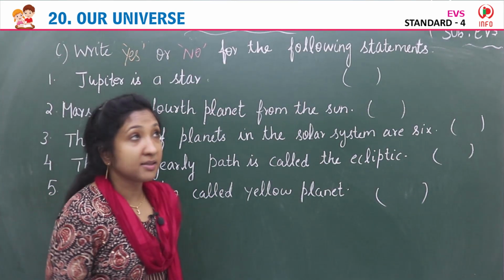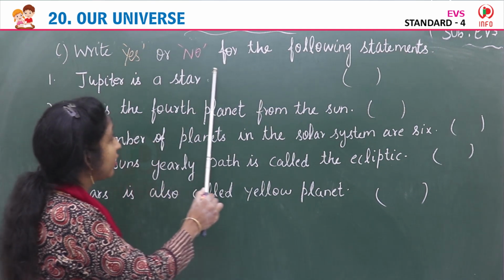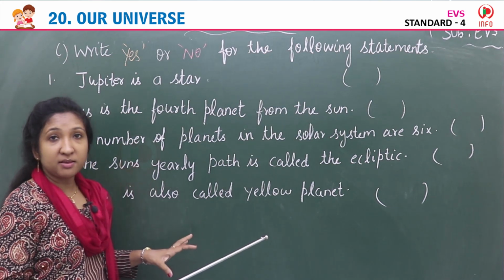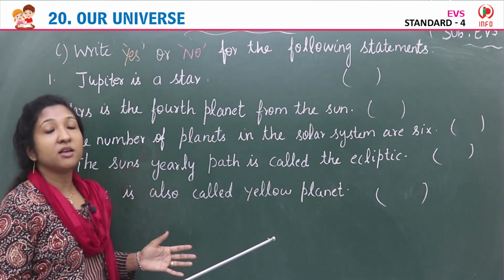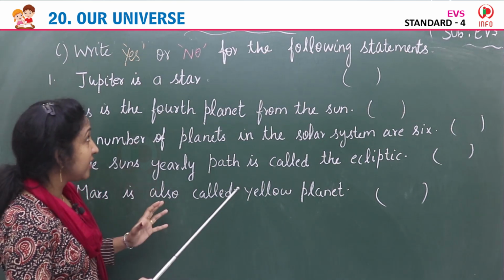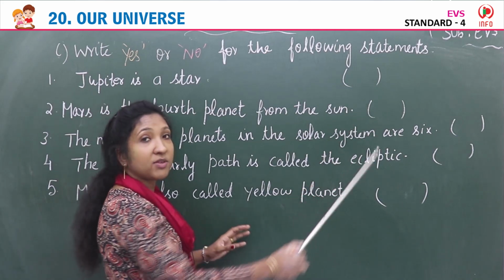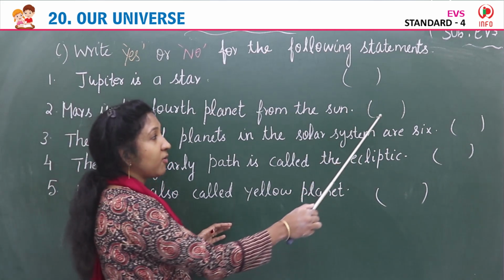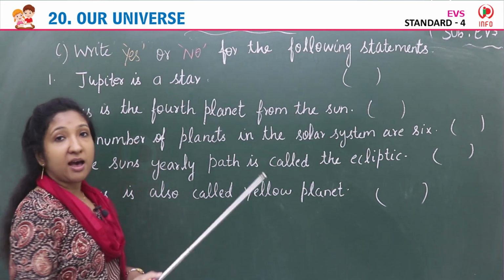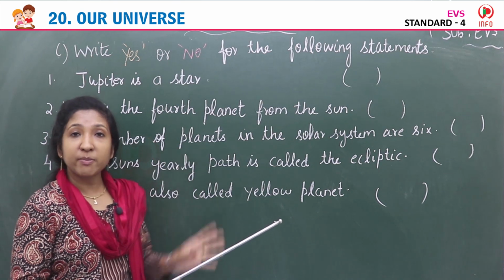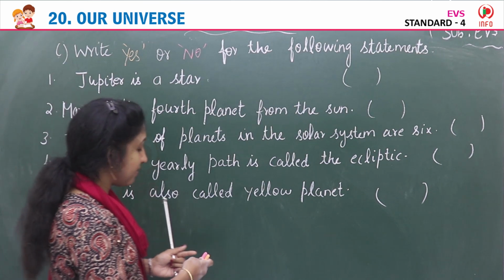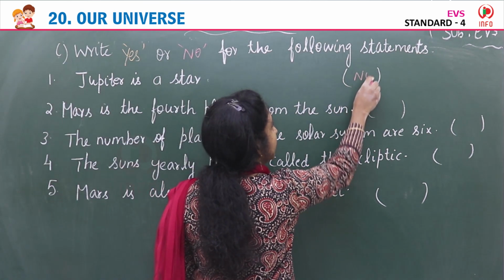Yes, children, our next exercise, exercise C. Write yes or no for the following statements. A few statements are given. Read the statements and check whether they are right or wrong, correct or wrong. If the statement is correct, you write yes in the brackets. If the statement is wrong, you write no in the brackets. Okay, the first one, Jupiter is a star. Is the statement correct? No, Jupiter is not a star, it's a planet. So the given statement is wrong, so you can write no in the brackets.